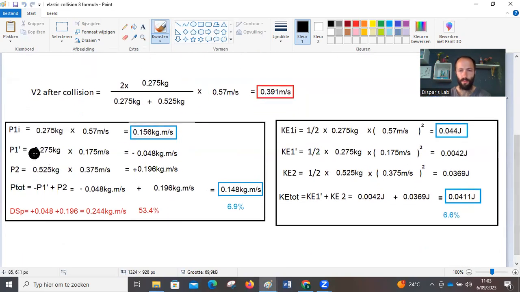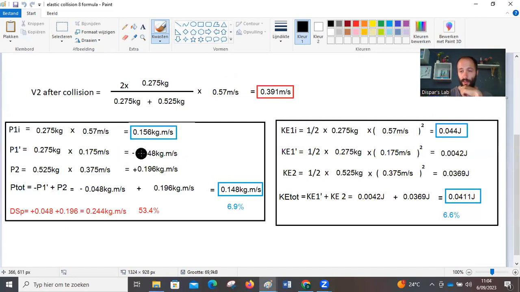The initial momentum of part 1 coming in before collision is 0.156 kilogram meters per second. Then in the collision, part 1 after collision reflects back with a momentum of minus 0.048 kilogram meters per second. Part 2 has a momentum after collision of 0.196 kilogram meters per second.